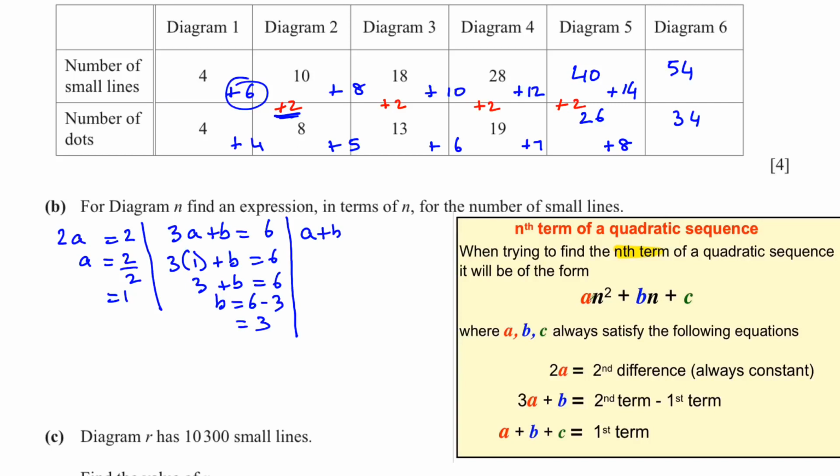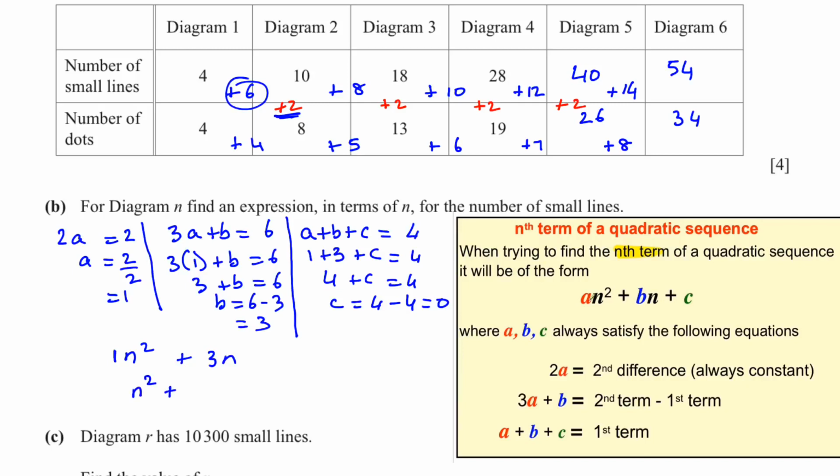And to find C, we will use A plus B plus C equal to the first term. Replace the A with 1 and B with 3. 4 plus C is equal to 4. Therefore, C is equal to 4 minus 4, which is 0. Now write down n squared plus n. What is the number before n squared? A, it is 1. And what is before n? B, it is 3. C is 0, no need to write it. But we don't usually write 1, we will just write n squared plus 3n. So we found the expression in terms of n for the number of small lines.